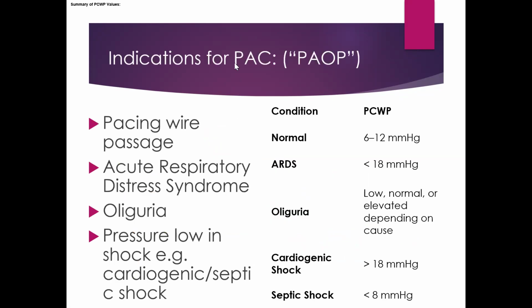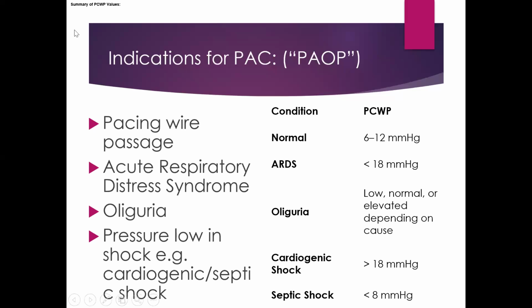Now, there are indications for the PAC. It is useful for passing a pacing wire, just like your CVP. It's also useful for the diagnosis of ARDS. When your pulmonary capillary wedge pressure is less than 18, don't forget that ARDS is pulmonary edema of non-cardiac origin. It can also tell you about oliguria, pressure state in shock, cardiogenic and septic shock.